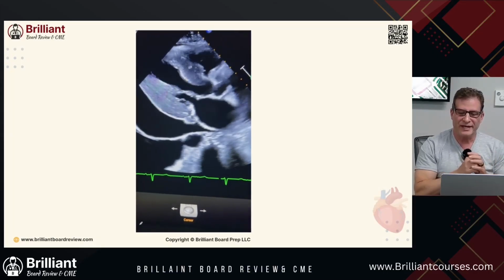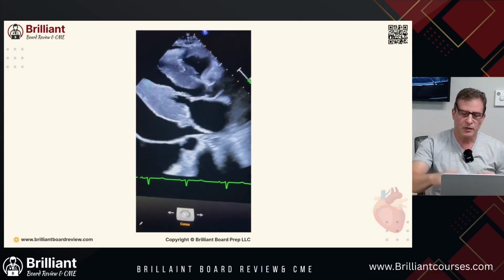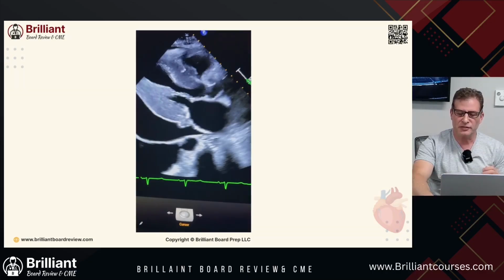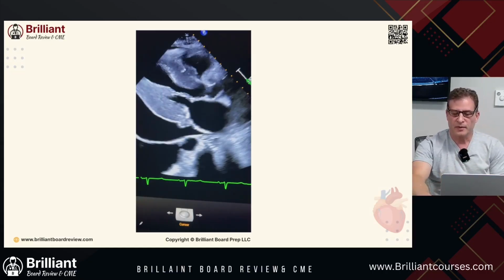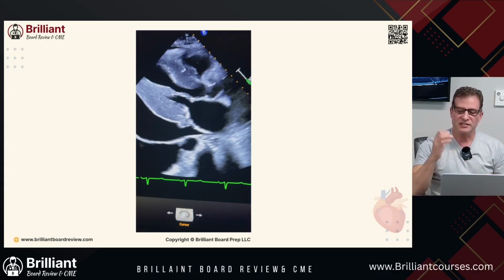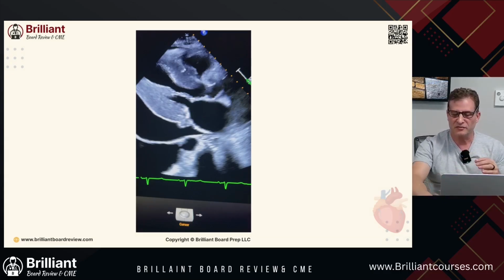We're going to have right atrial and ventricular collapse: collapse of the right atrium during systole and the right ventricle during diastole. Inferior vena cava plethora, dilation and lack of collapse of the inferior vena cava with respiration, indicating elevated venous pressure. Respiratory variation in inflow velocities, exaggerated changes in blood flow velocities across the mitral and tricuspid valves with respiration, is another sign of tamponade.